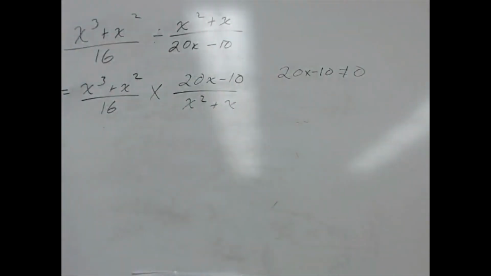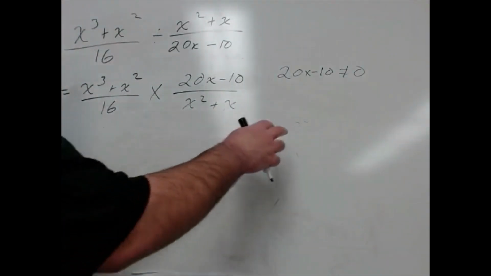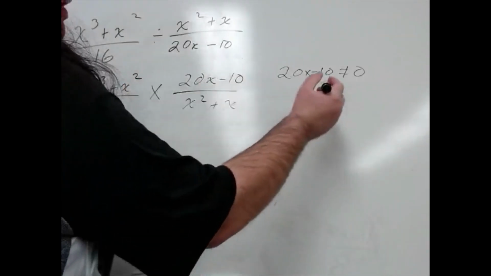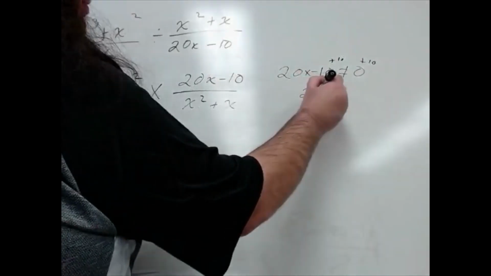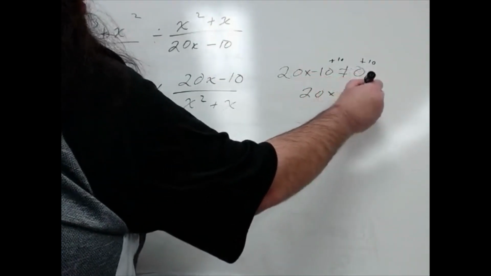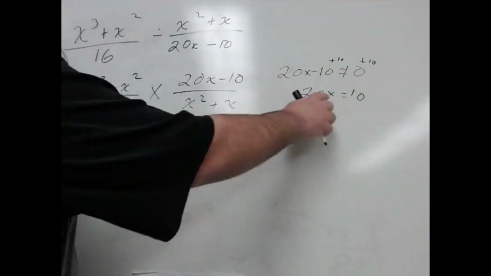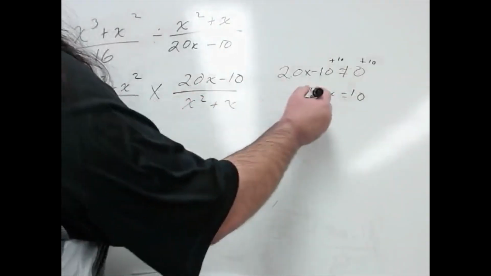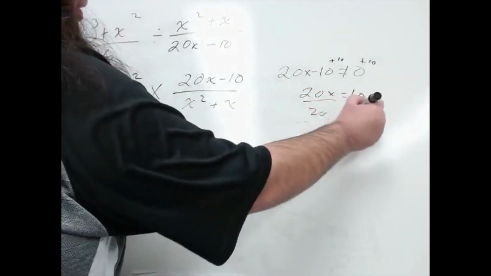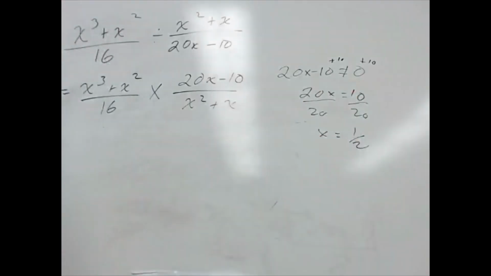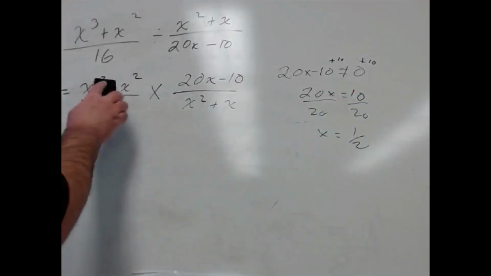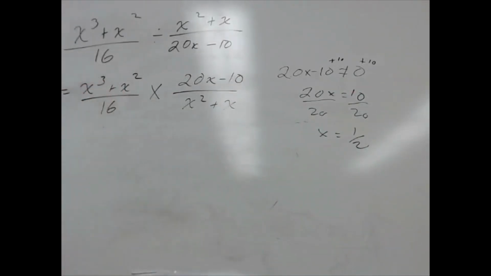Now, to find out what that gives me, I would just have to get rid of the minus 10 first by adding 10 to both sides. So that gives me 20x is equal to 10. To solve for x now, I would just get rid of this 20 by dividing both sides by 20, leaving me with 1 over 2. So that's the first non-permissible value.